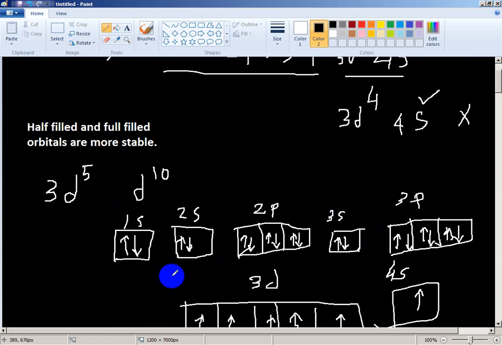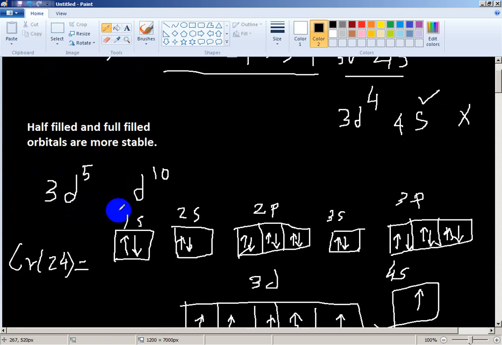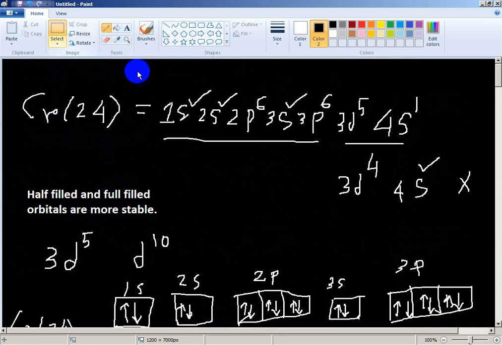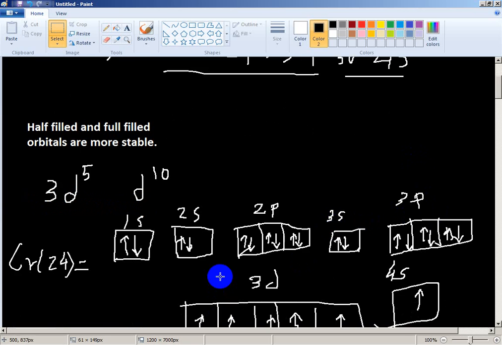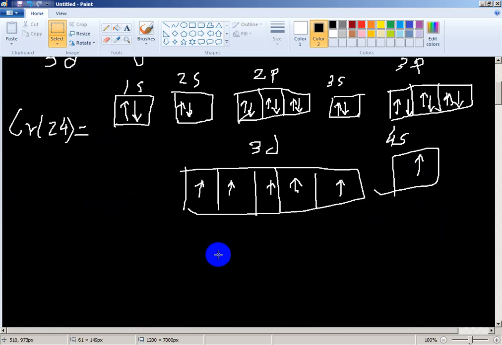Okay, have you understood your chromium electronic configuration? This is the chromium, using Hund's rule. You didn't write these things. You got 24 out of 25. Okay, have you understood these things? Yes, sir. Okay, now the rest of the topics.